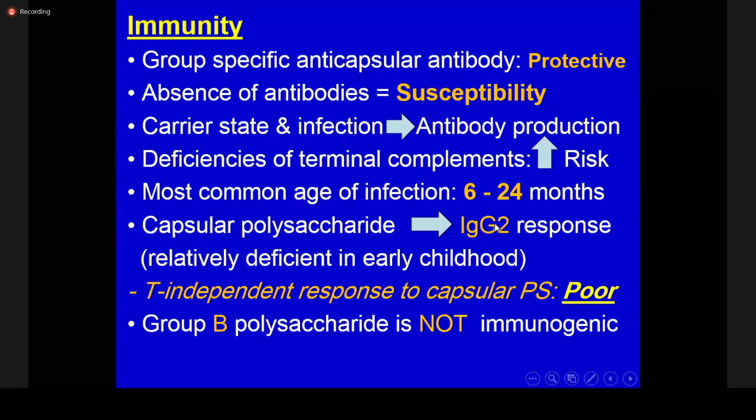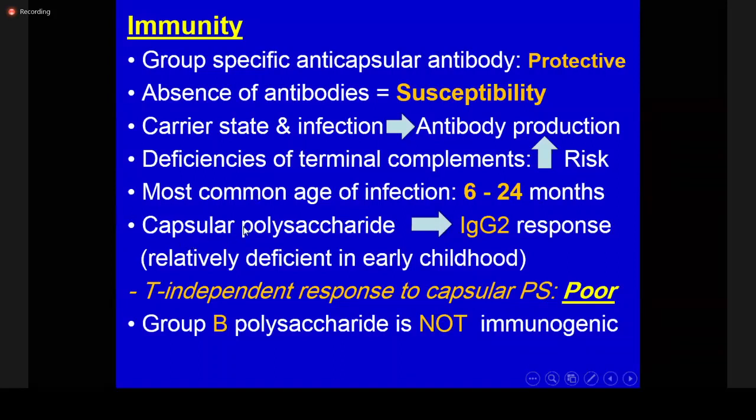Capsular polysaccharide can lead to an IgG2 response. And IgG2 is relatively deficient in early childhood. Usually the IgG2 response becomes mature enough at the age of 3 years. That is why children under 24 months, 2 years of age, are more susceptible to getting meningococcal infection.